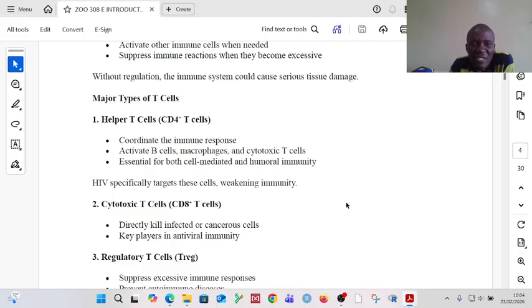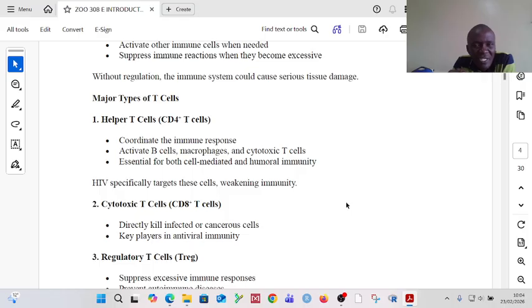They activate B cells, then B cells will lead to the production of what? Antibodies. Macrophages, kazi yake is to swallow. Okay, to phagocytose. Hiyo ni kazi ya macrophage. Then cytotoxic T cells, kazi yake ni kufanya nini? Ni kuua directly. Okay. So the B cells, those are responsible for humoral immunity because they lead to the production of what? Antibodies.